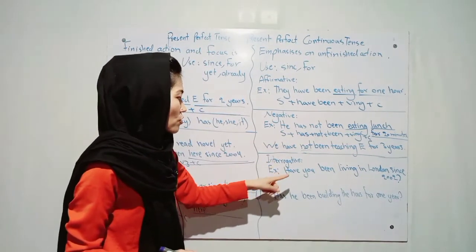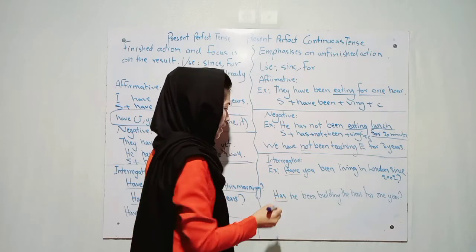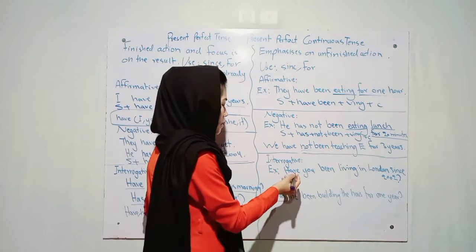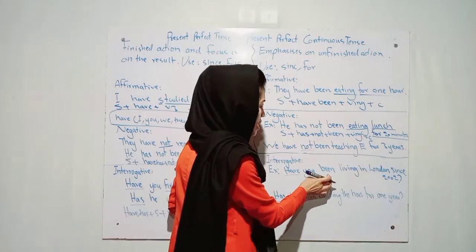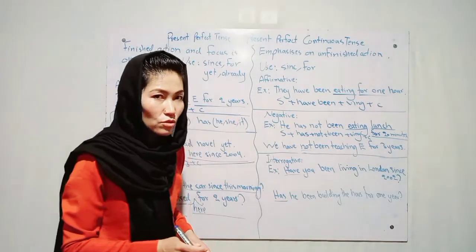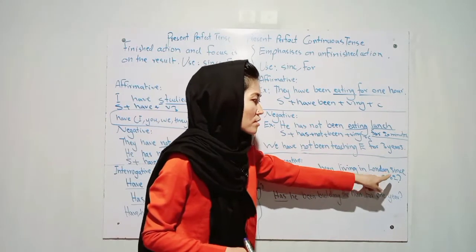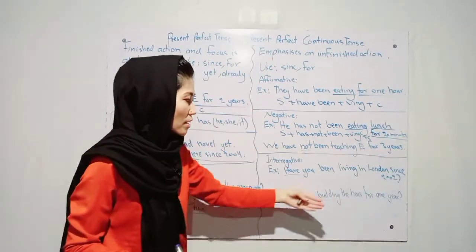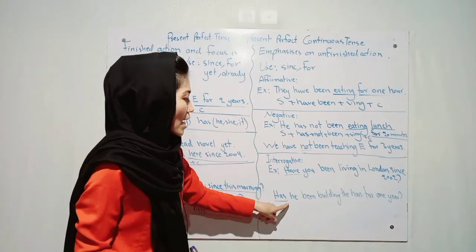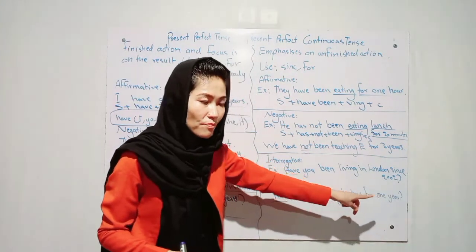So for interrogative, we have have or has at the beginning. So, have you been living in London since 2002? So another question: has he been building the house for 1 year?